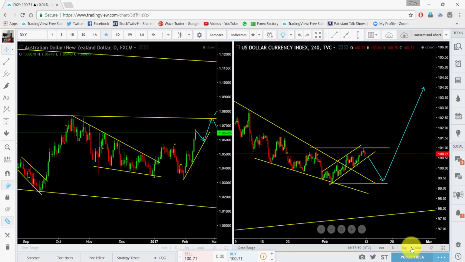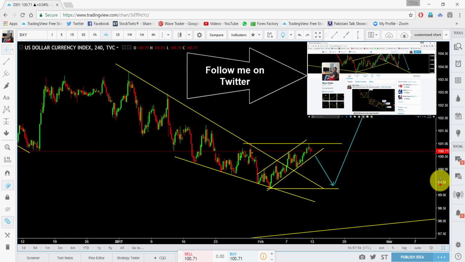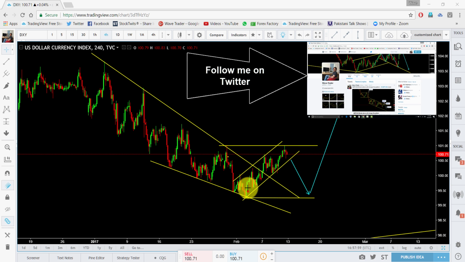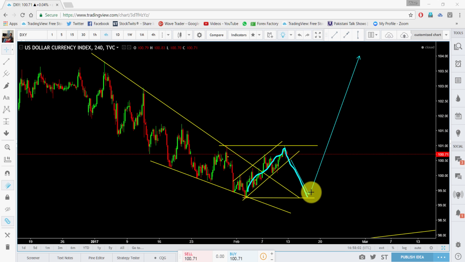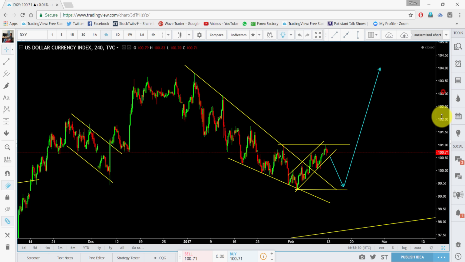If we see this corrective up move, we will sell for the short term. Whenever price climbs up and tests the upper trend line, we will look for a sell, and once price hits the bottom, we will look for a longer term trade. So the short term trade is to the downside, and when price hits the bottom, the longer term trade will appear to the upside.